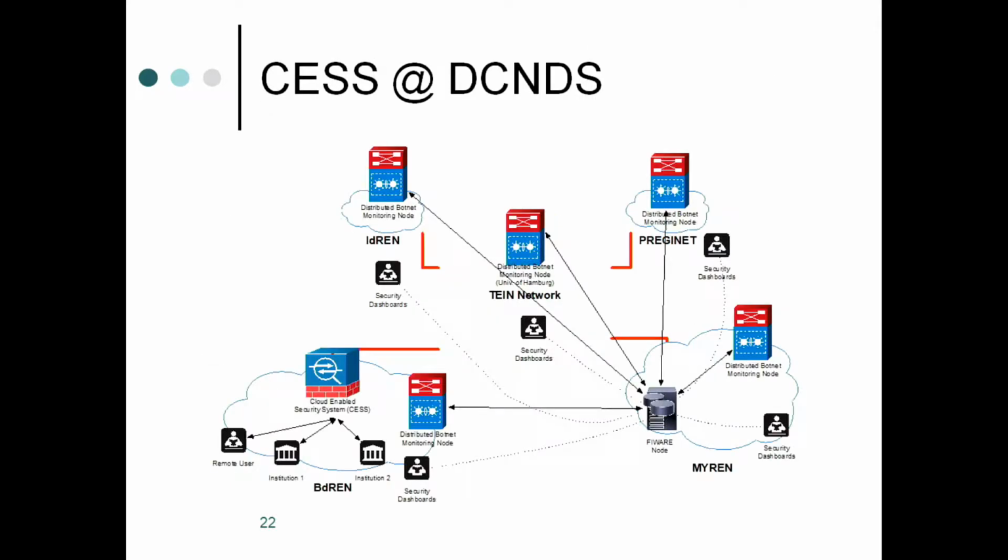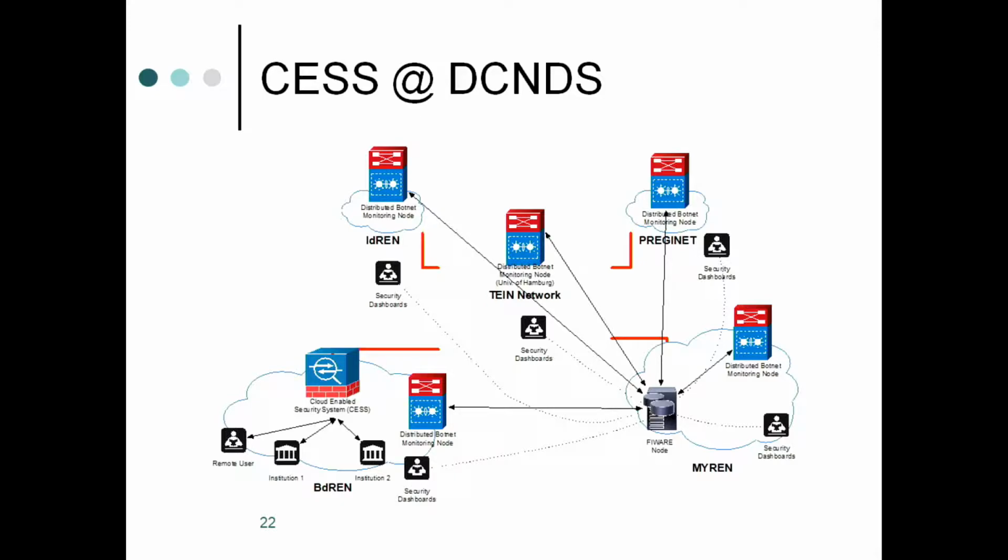So in terms of the DCNDS project, DCNDS is a distributed cloud monitoring system for NRENs. We have 4 NRENs: IDREN, Prednet, MyREN, and BdREN. SECaaS will actually be implemented at BdREN as a case study. We do not have funds for the other RENs, but we can use that concept and the results that we have, and share them with other NRENs as well for future implementations.